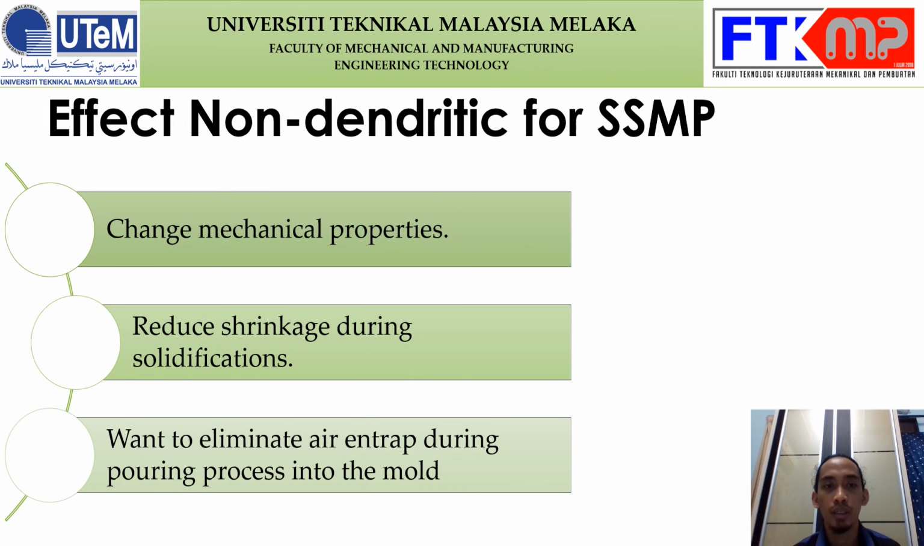The effects of non-dendritic structure for semi-solid metal processing: number one, it can change the mechanical properties such as hardness, strength, and yield strength. Number two, it reduces shrinkage during solidification. And lastly, it eliminates air entrapped during the pouring process into the mold.